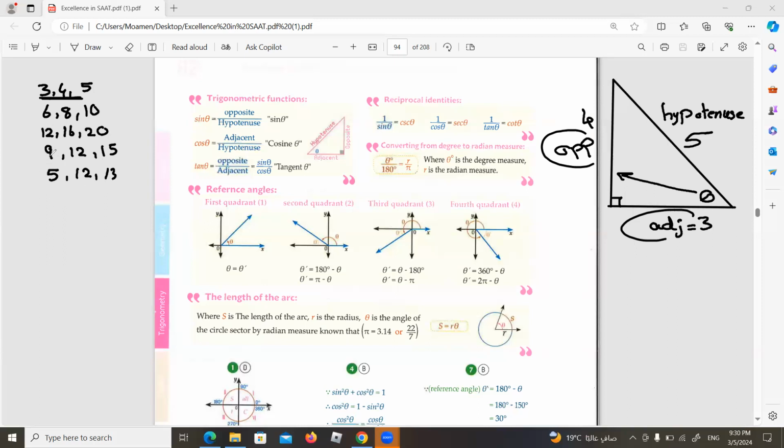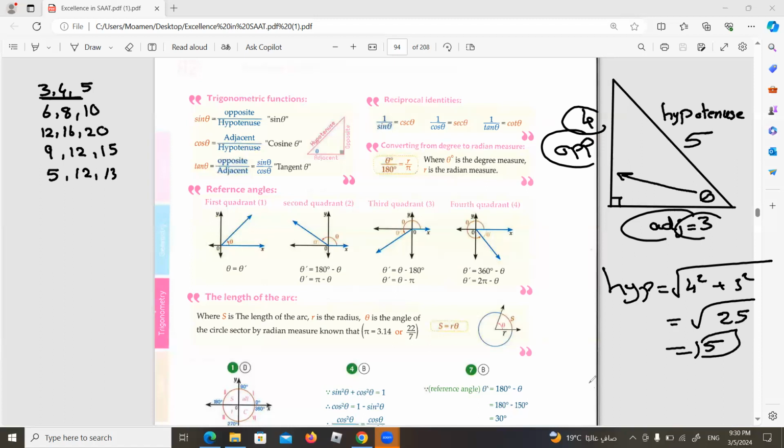But if we don't remember, we will use the Pythagorean theorem. This is 4 and this is 3, and you ask me about the hypotenuse. The hypotenuse will be the square root of the addition of 4 squared plus 3 squared. That means 16 plus 9, which is root 25, which equals 5. So you must get it, either by using Pythagoras or by knowing the special cases.